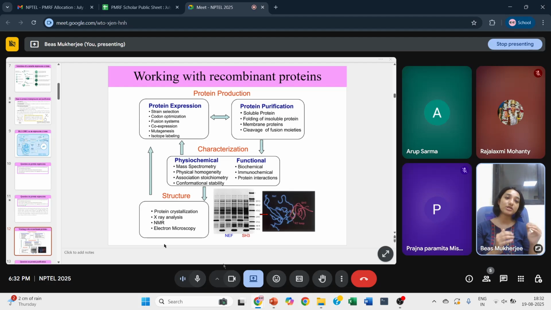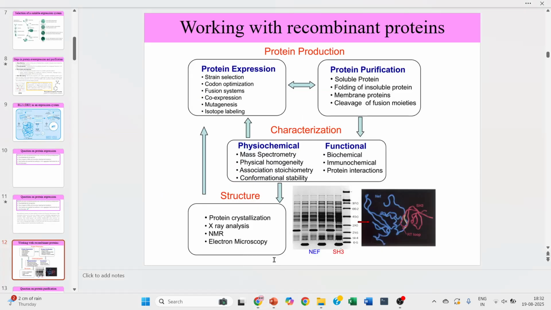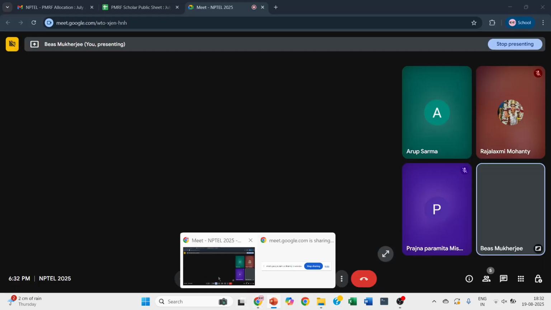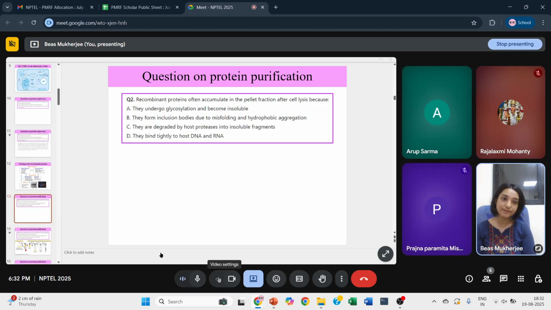Characterization, so once the protein is obtained, once it has been purified, you can go for mass spectrometry, you can go for biochemical and protein interactions, etc. Structure solvation, etc. These can be done. Okay, this depends upon what you want to do with your protein of interest. Right, so now we have one more question.